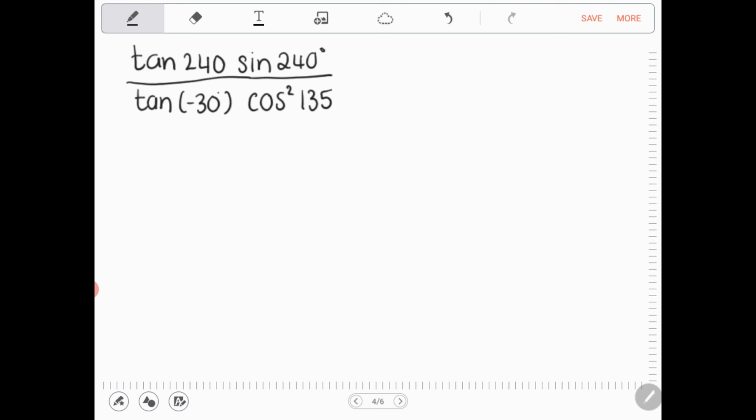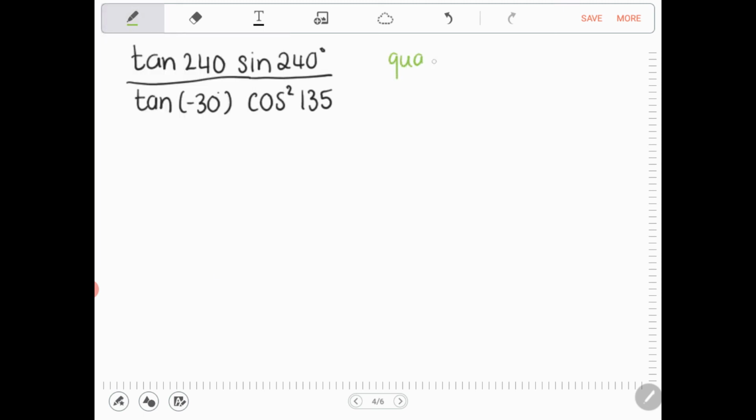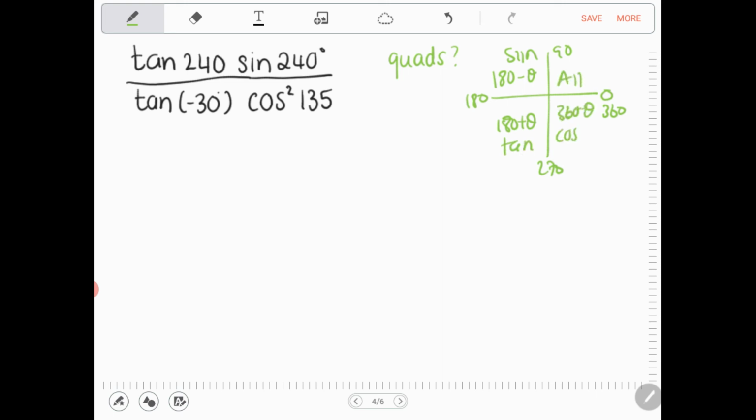Okay, so do we know what quadrants we're in? Can we see that? Yes, we can. 240 is between 180 and 270, so that's a third quadrant angle. So this one must also be a third quadrant angle.